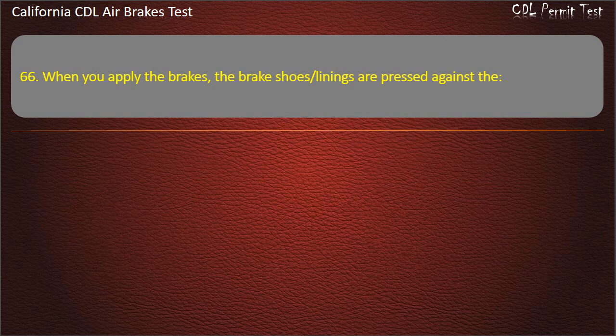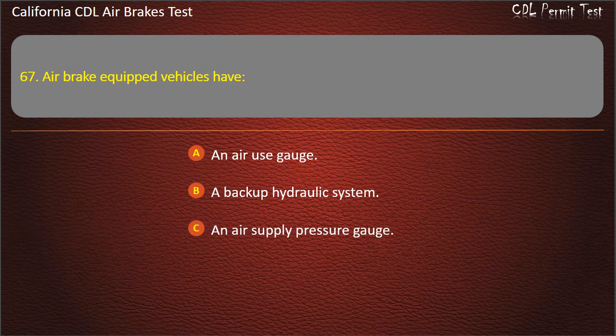Question 66. When you apply the brakes, the brake shoe linings are pressed against the brake drum, S-cam, slack adjuster. Answer: brake drum. Question 67. Air brake equipped vehicles have an air use gauge, a backup hydraulic system, an air supply pressure gauge. Answer: an air supply pressure gauge.